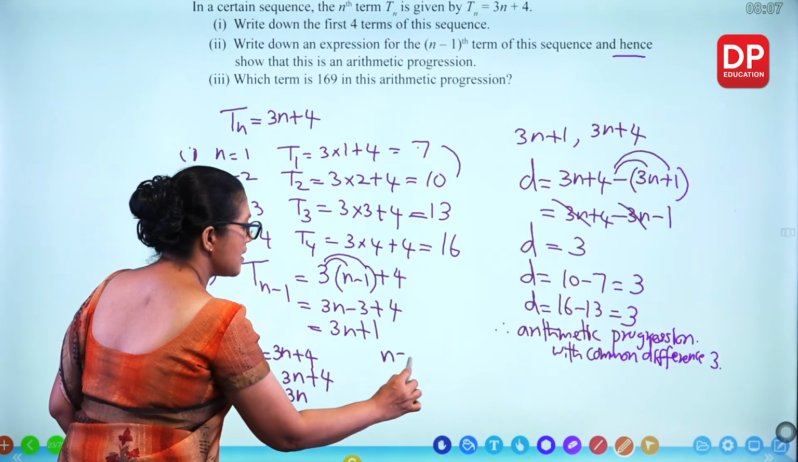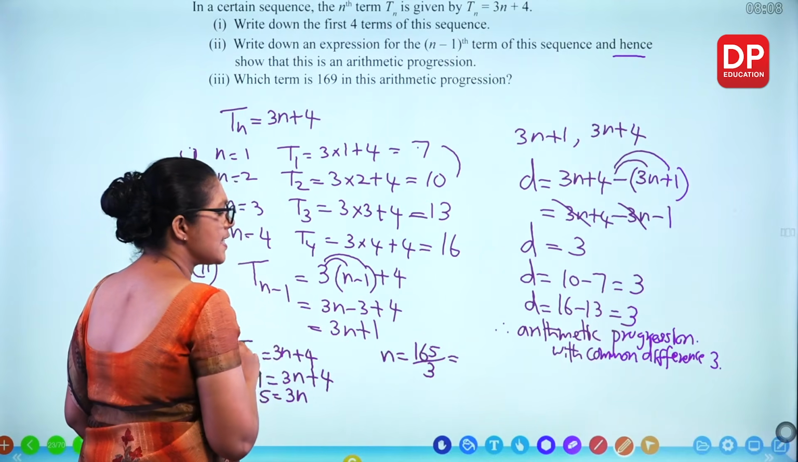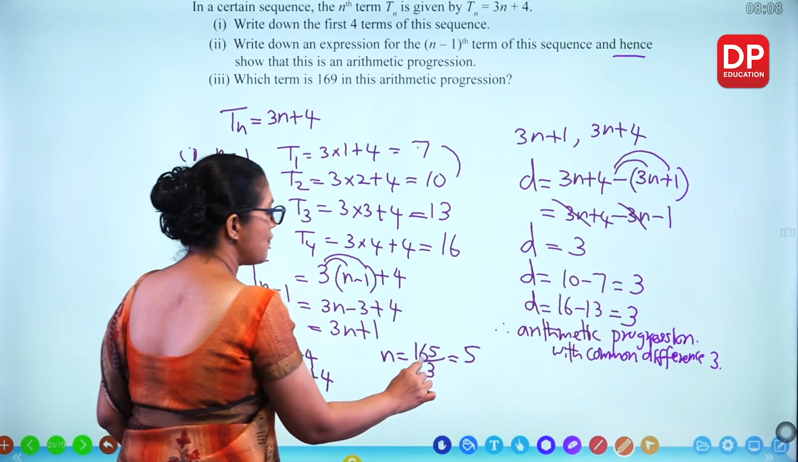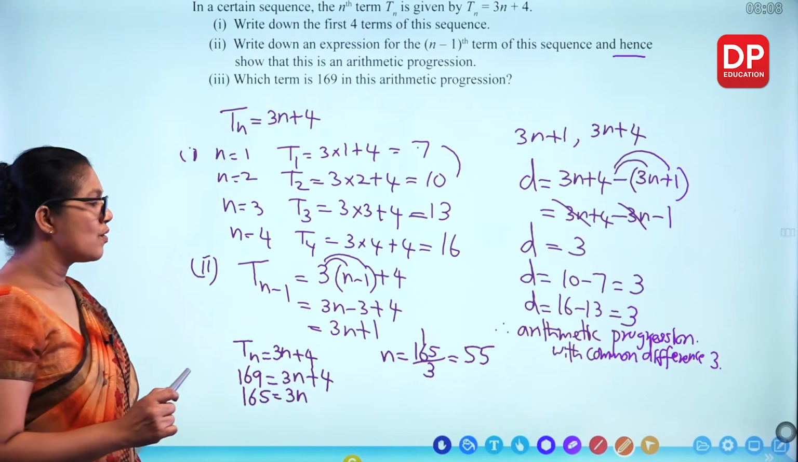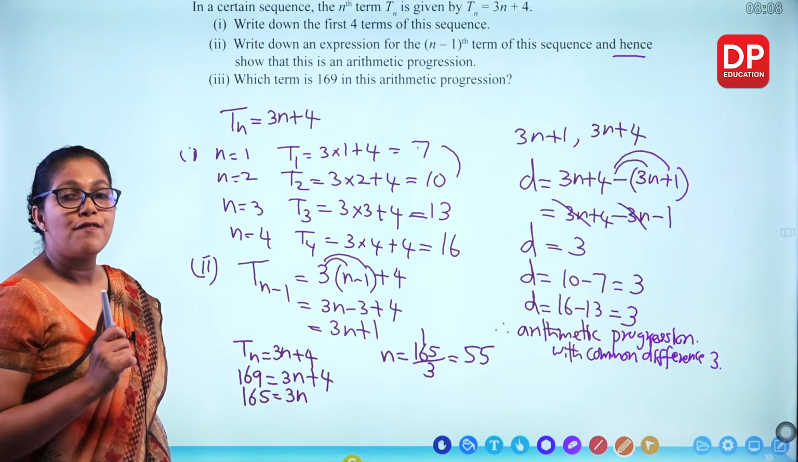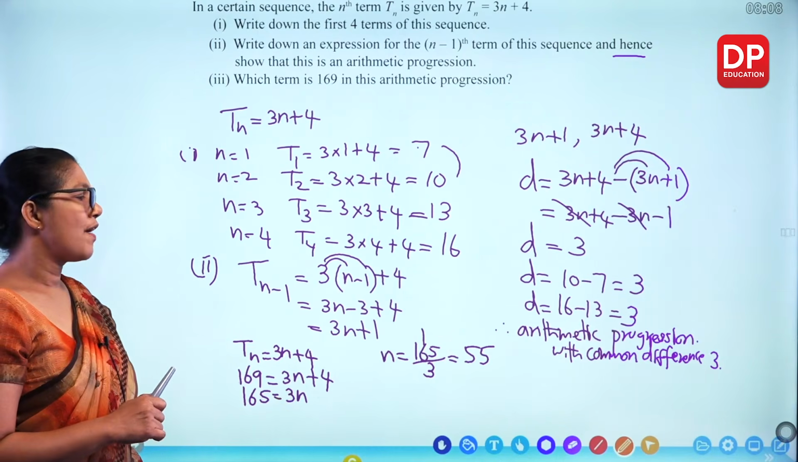You get 165 divided by 3. So what's the answer? 3 times 5 is 15. So the 55th term is 165.